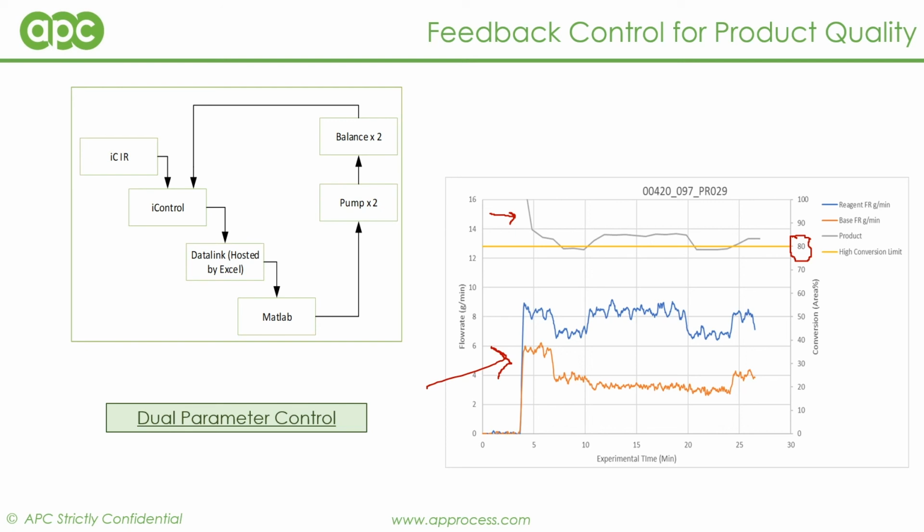So as we can see from the overall plot here on the right-hand side, the final control system was able to achieve operating within that high conversion limit. We also see a disturbance towards the end of the experiment, where the conversion dropped below this 80% limit. The feedback control system quickly reacts to correct this.